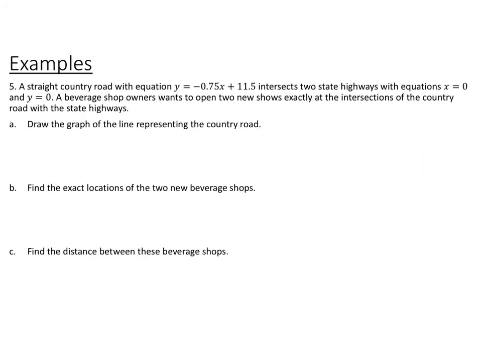Next example, a straight country road with equation y equals negative 0.75x plus 11.5 intersects 2 state highways with equations x equals 0 and y equals 0. A beverage shop owner wants to open 2 new shops exactly at the intersections of the country road with the state highways. So go ahead and pause the video and sketch a graph of the line representing the country road.